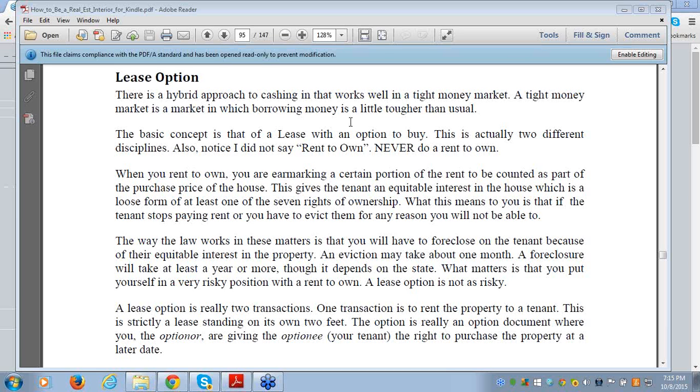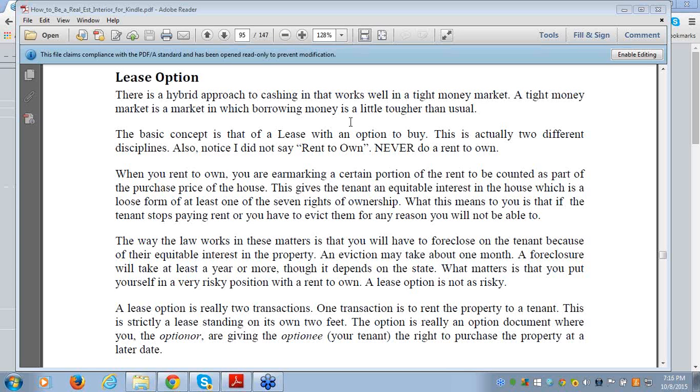So what that means is if you do an option period of 1 year, in that year, you as the owner, you can't sell the property to anybody else. You can't rent it to anybody else. You can't do anything with it other than allow these people to live in there and hopefully pay you a lease fee or rent, which is separate from the option document.